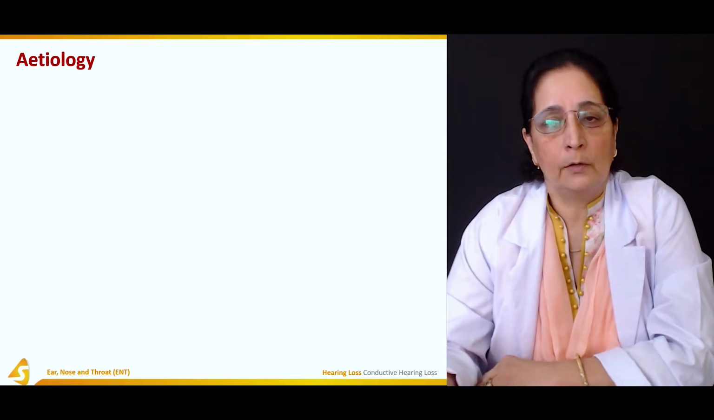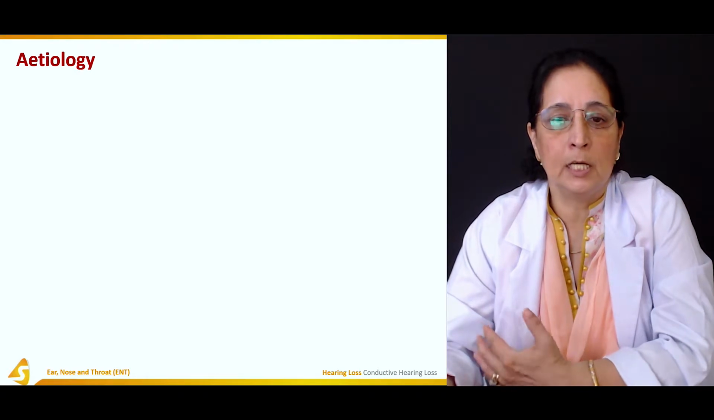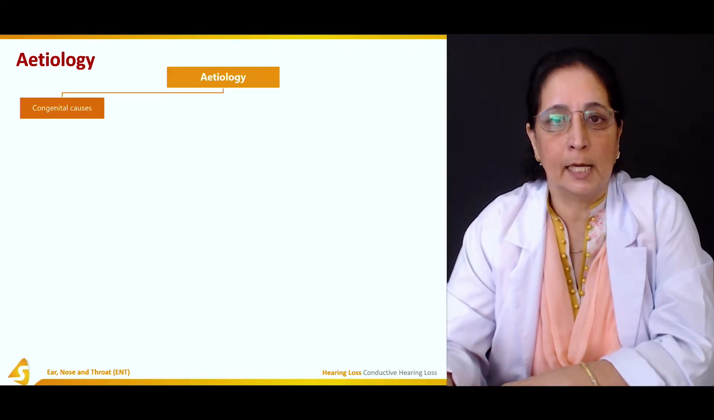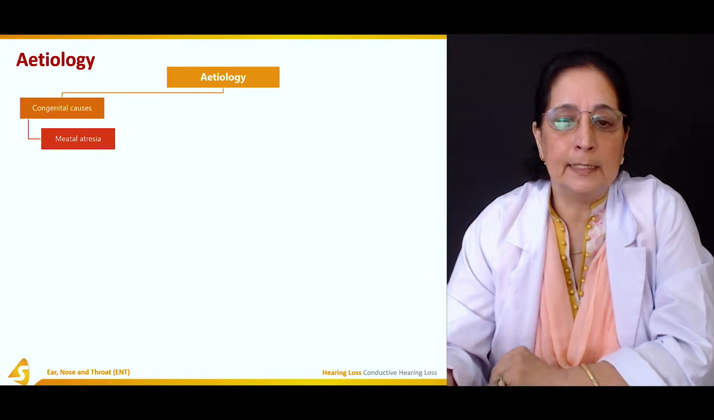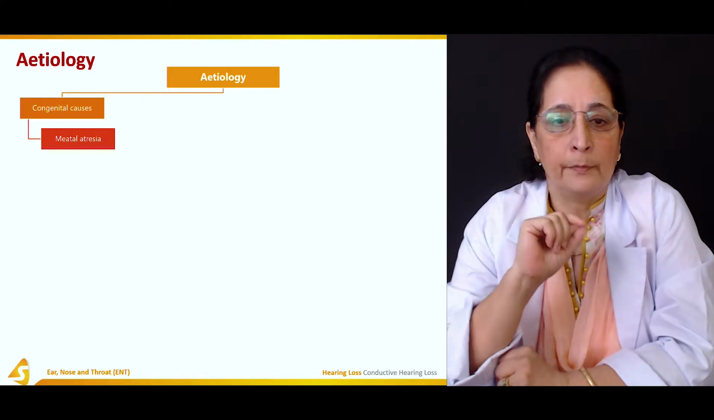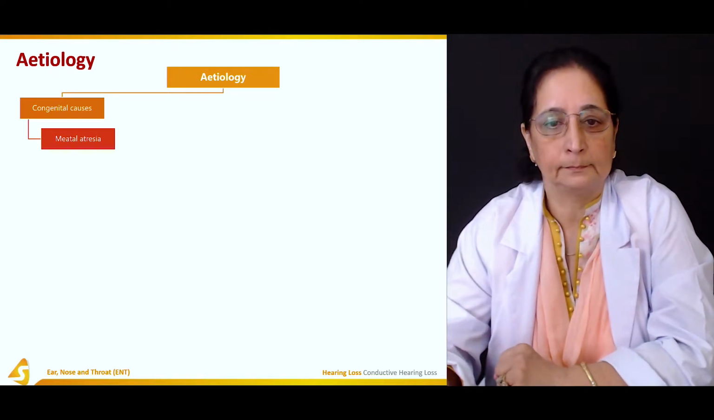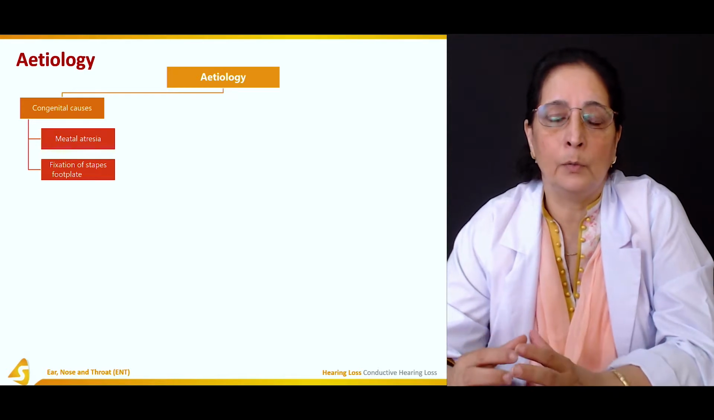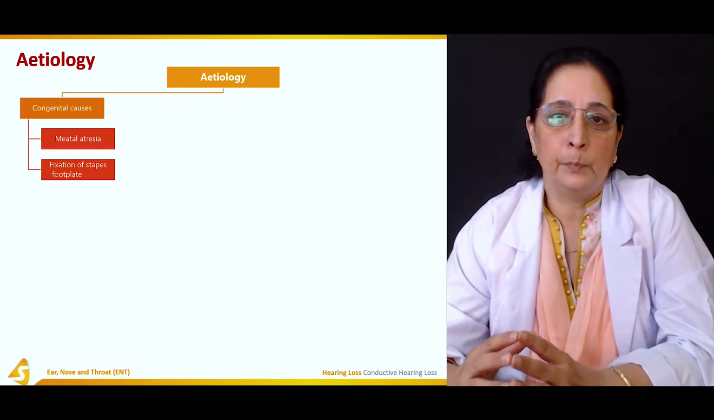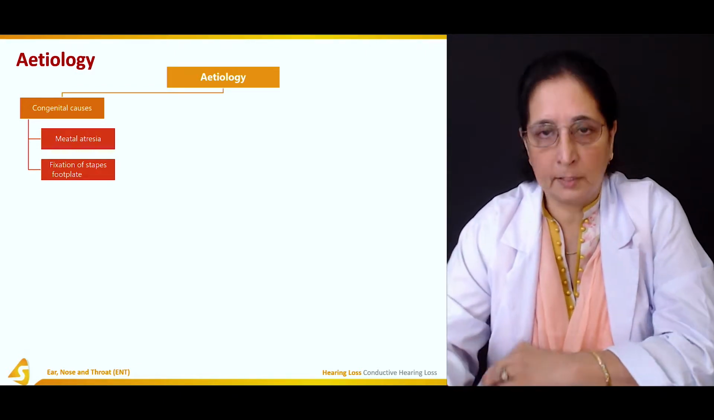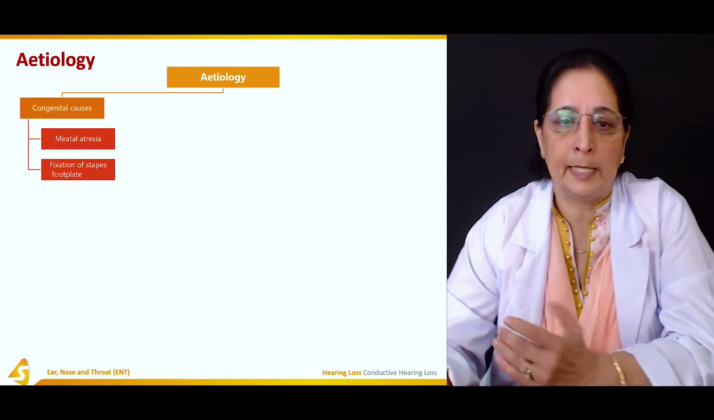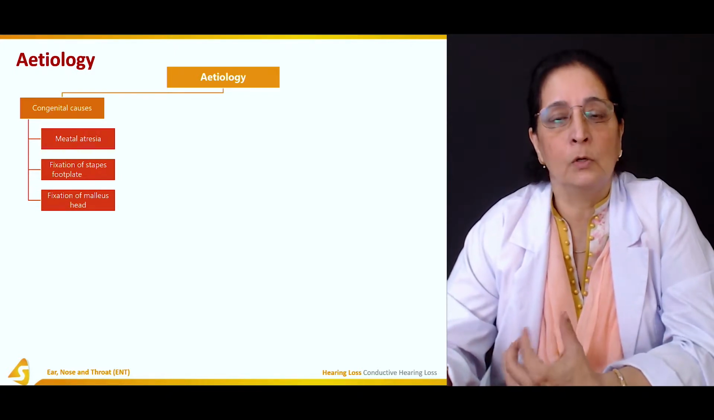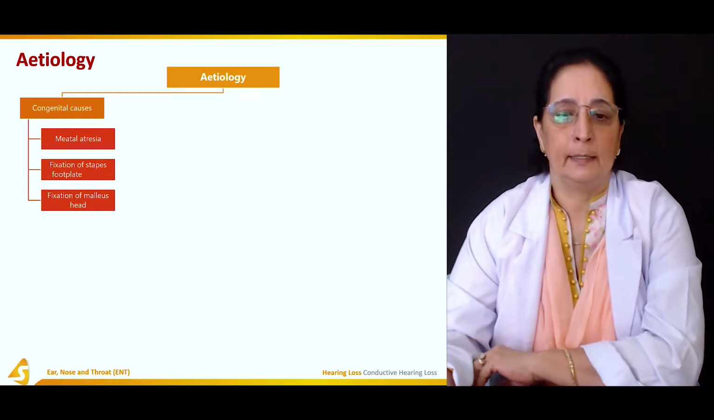What are the causes of conductive hearing loss? Etiology is the causes. Etiology is divided into congenital causes, which are present at birth. We have meatal atresia, the narrowing or atresia of the meatus, the opening of the ear canal. Fixation of the stapes footplate is another; the stapes is an ossicle or bone in the middle ear. So the footplate of the stapes is fixed and not mobile. That's also a congenital cause. Then fixation of the malleus head. Malleus is also an ossicle present in the middle ear.